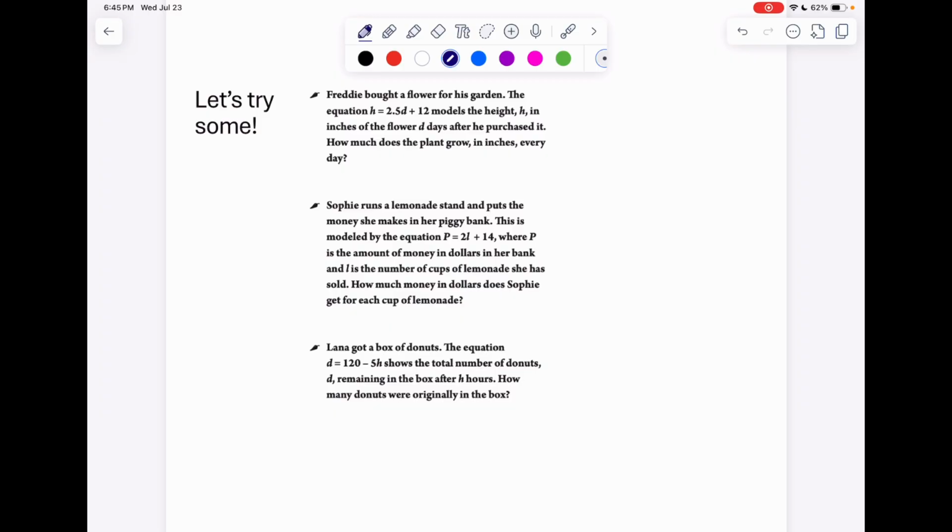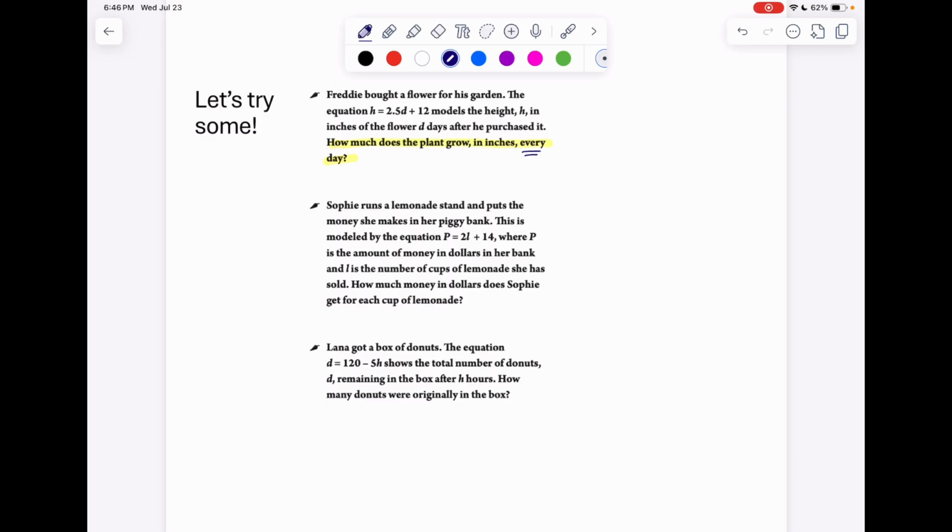All right, let's practice some of these. So Freddie bought a flower for his garden. The equation h equals 2.5d plus 12 models the height h in inches of the flower d days after he purchased it. How much does the plant grow in inches every day? The key here is the every day.